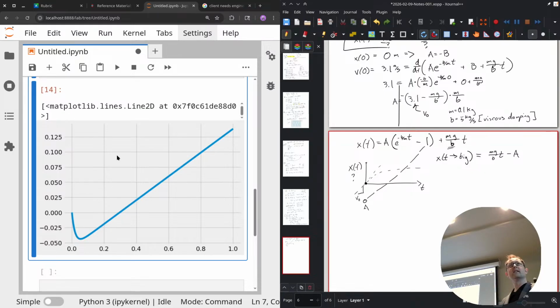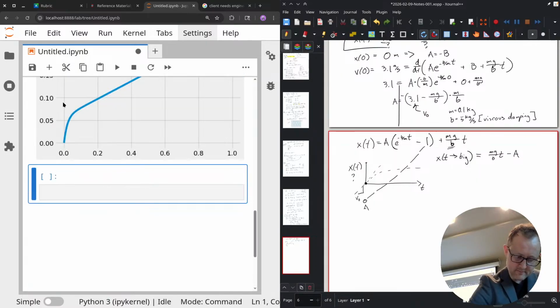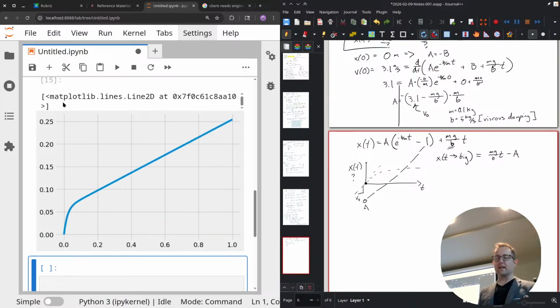Yeah. You got the reverse? Up then down? Oh, A is a negative thing here, right? Like that. That looks better. At least to me, that looks better. What do you think? What did I do wrong the first time? Did you see that?